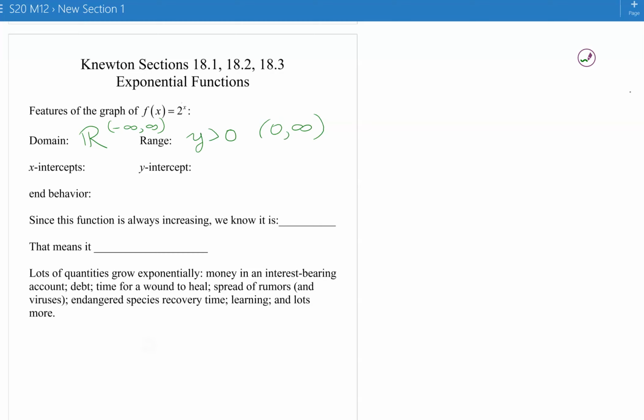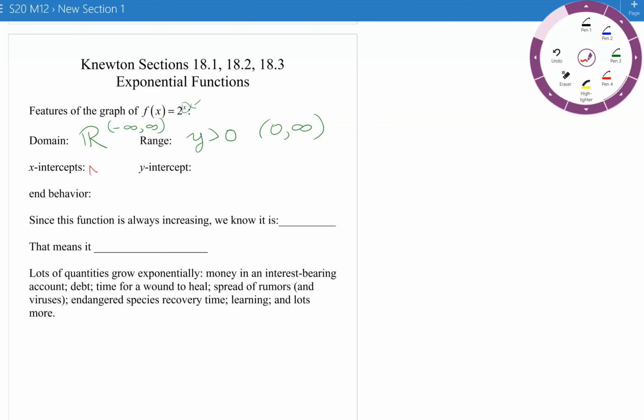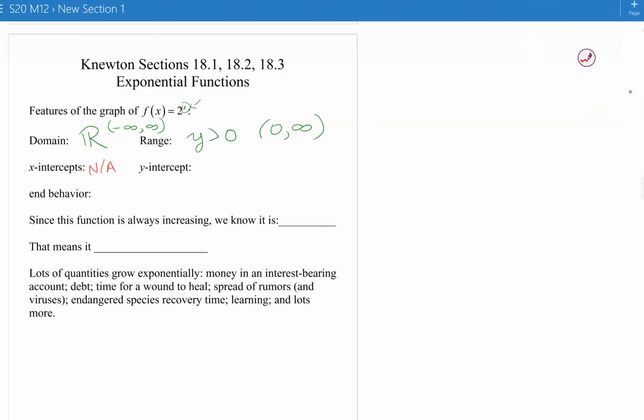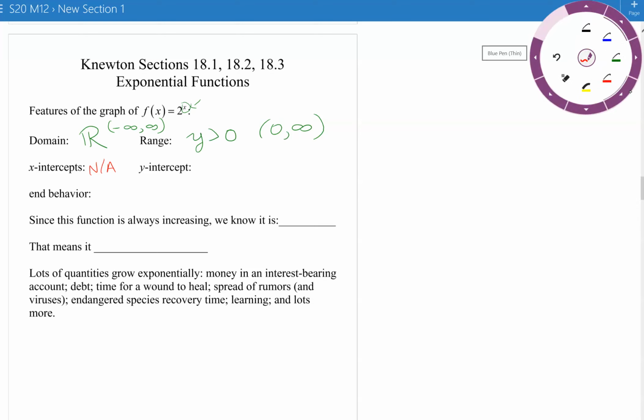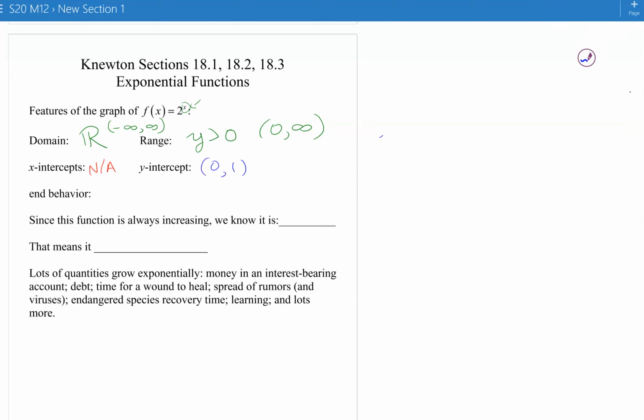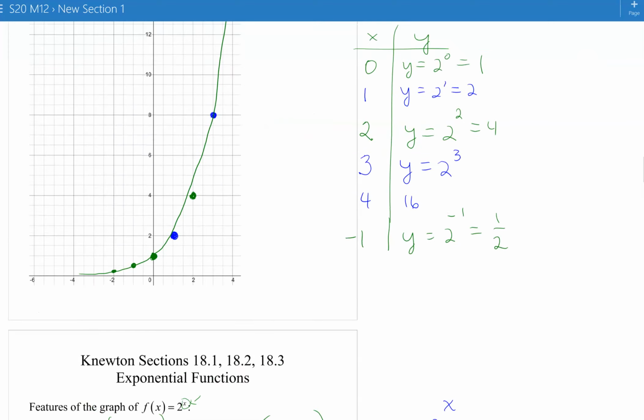but we can never get to 0. There is no value of x you could put on 2 to the x that would make the result come out 0. Then x-intercepts, we didn't have any. We never touched the x-axis. And then every exponential graph is going to have a y-intercept of 1. If you see y equals a to the x and you put 0 in for the x, you're always going to get 1. So let's come back and look at the graph and talk about end behavior.